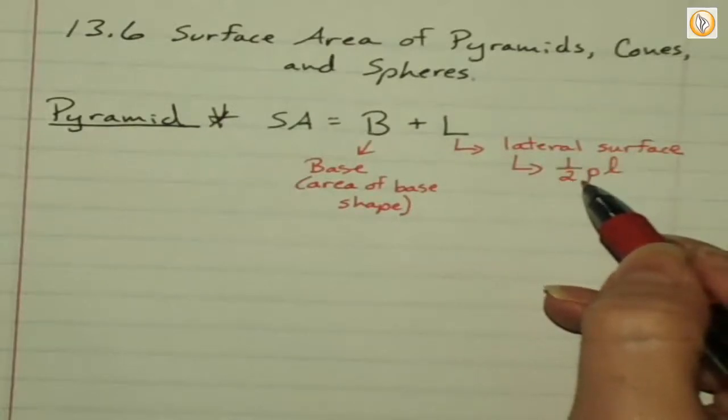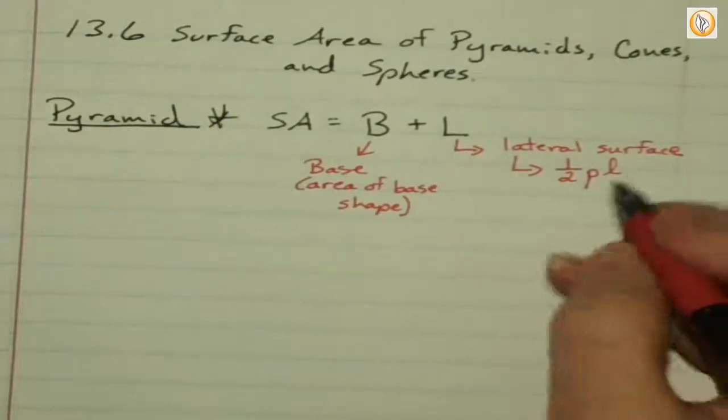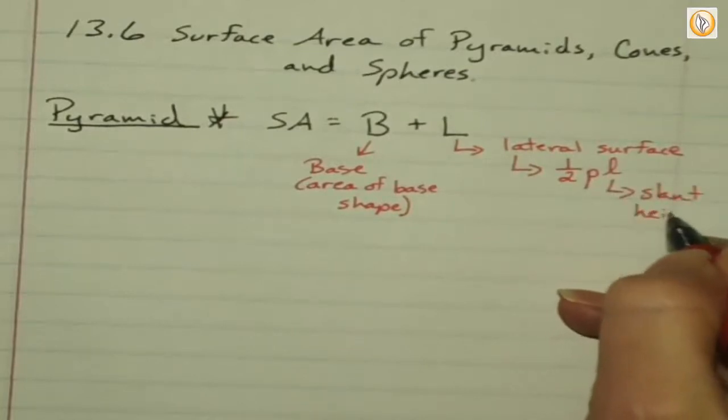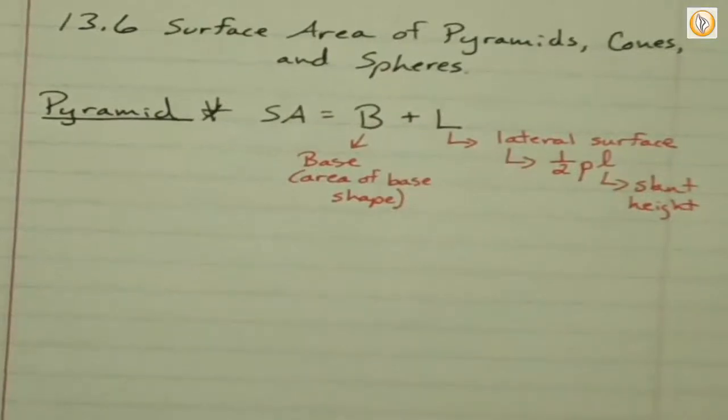You know what P is, right? Perimeter. This is your slant height. So before it was P times H, just your height. But this one is L, it's your slant height. It's pretty much the same thing though, okay? It's the slant height, the height of the slanted part, not straight up and down.